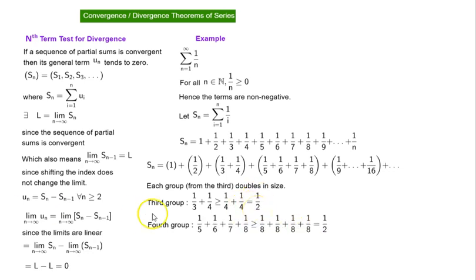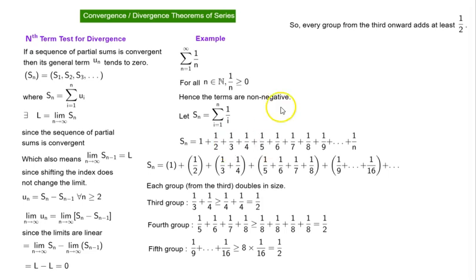Now let's look at the fourth group. 1 by 5 plus 1 by 6 plus 1 by 7 plus 1 by 8 is going to be greater than or equal to the smallest number in this taken that many number of times. So here there are 4 terms in this. So we take 4 times 1 by 8. So 1 by 8 plus 1 by 8 plus 1 by 8 plus 1 by 8 gives us 4 by 8, which is equal to 1 by 2. Fifth group. So again 1 by 9 plus dot dot dot plus 1 by 16 is greater than or equal to 8 times the smallest number, that is 1 by 16, which again gives us 1 by 2.